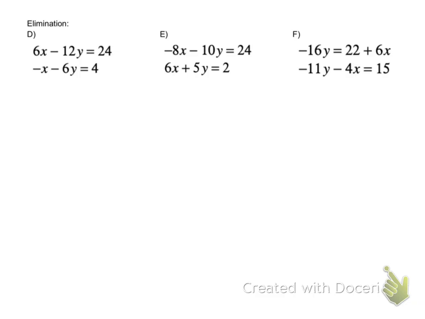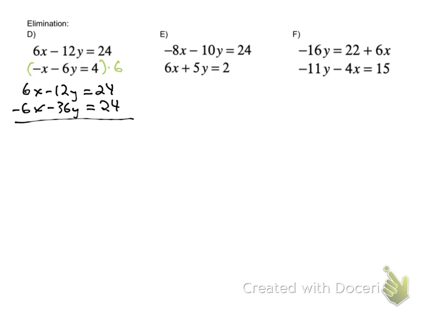All right, elimination here. So I'm going to multiply this by 6. And so I'll have 6x minus 12y equals 24. And that'll be -6x plus 30. Ooh, no. Minus 36y equals 24. So the x's cancel. And that'll give me -48y equals 48. Divide by -48. Y equals -1 there.